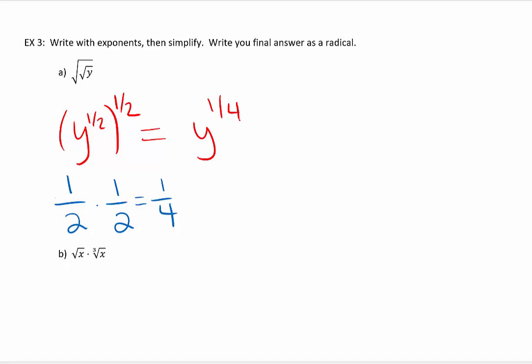Finally, they ask us to write this as a radical, and y to the 1/4 is the 4th root of y. So we've basically just shown if you take the square root of a number twice, it's the exact same thing as taking the 4th root. All right, last example. We're going to write with exponents, use the laws of exponents, write as a radical.